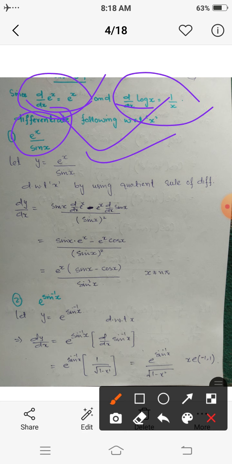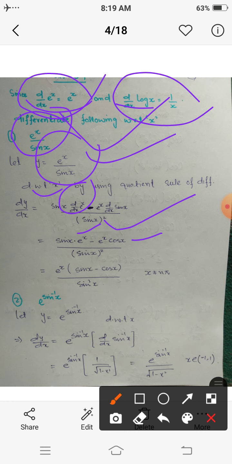If we denote this function by f(x), then we have to find f'(x). By differentiating on both sides and using the quotient rule, because here y is the quotient of two functions, e^x upon sin x. You know that the quotient rule gives dy by dx as denominator, that is sin x, into differentiation of numerator e^x, minus e^x into differentiation of denominator sin x, upon denominator square. Differentiation of e^x is e^x and differentiation of sin is cos. So taking e^x common, it is e^x (sin x minus cos x) upon sin square x.